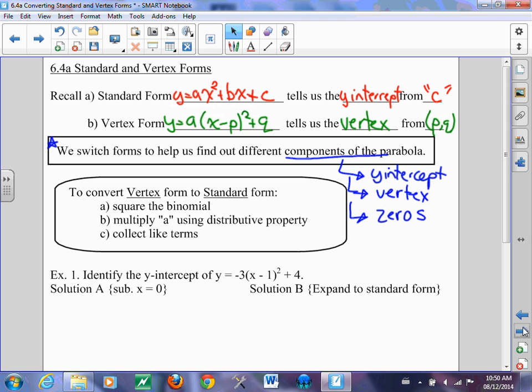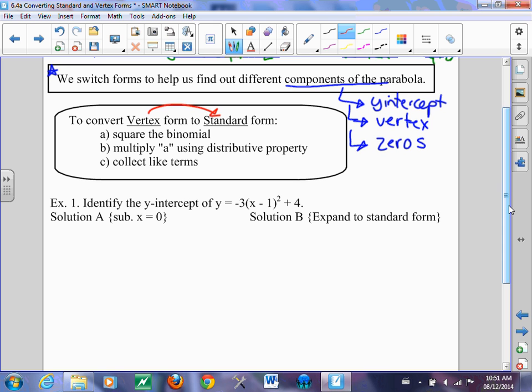All right, so we're going to start off with the easiest switch I find first, which is going from vertex form to standard form. And that's going to be using a lot of the algebra skills we worked on from Unit 5. Look at the steps here, folks. Square a binomial, I remember how to do that. Multiply A by using distributive law, I know how to use distributive property.